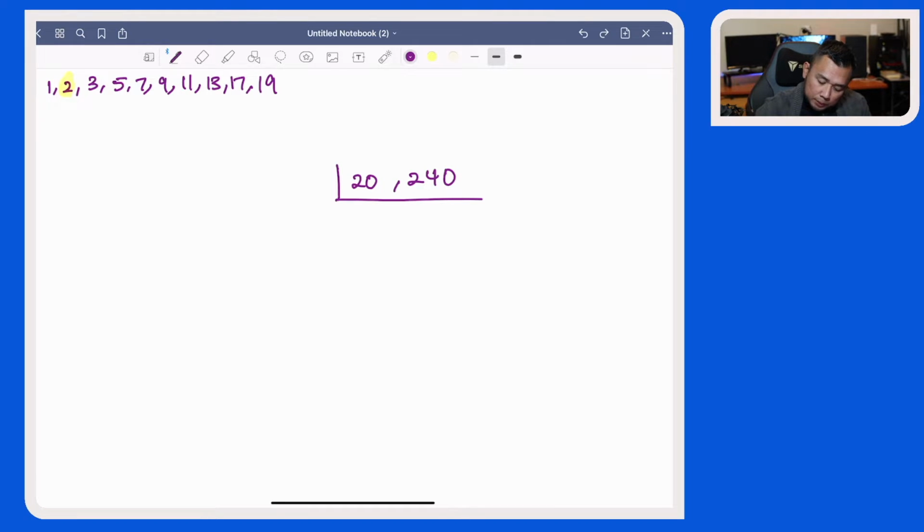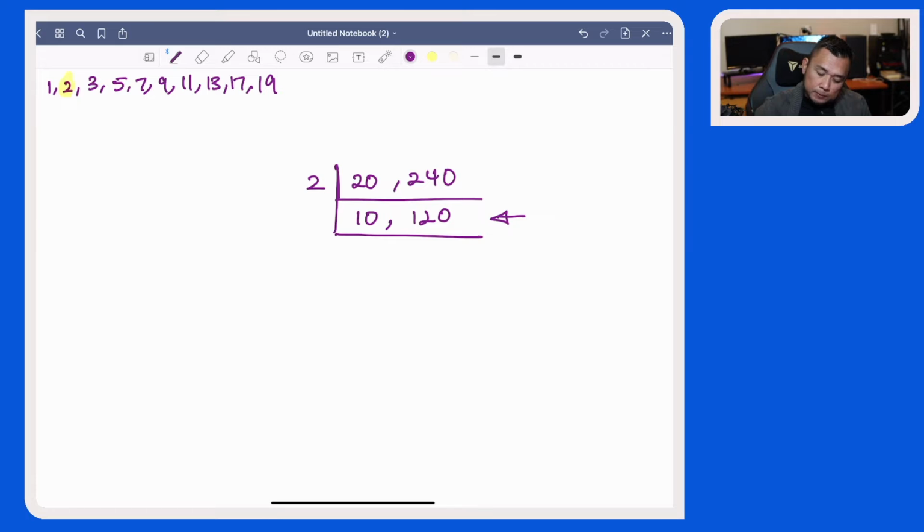So let's put the number 2 here on the left side, and now let's divide both these numbers by the number 2. So if I take 20 divided by 2, my answer is going to be 10, and 240 divided by 2, the answer is going to be 120. At this point, we are going to test again whether both these numbers are still divisible by 2. And the answer is yes.